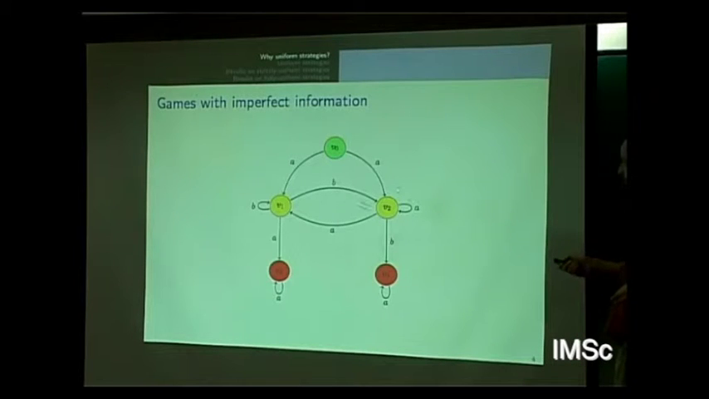And so here, if you add this constraint, you no longer have a winning strategy for player 1, because after the first move, he doesn't know whether he is here or here, and he has to play the same action in both cases. If this action is A, then he loses if player 2 goes here, and if it's B, he loses in this case. So there is no longer a winning strategy.